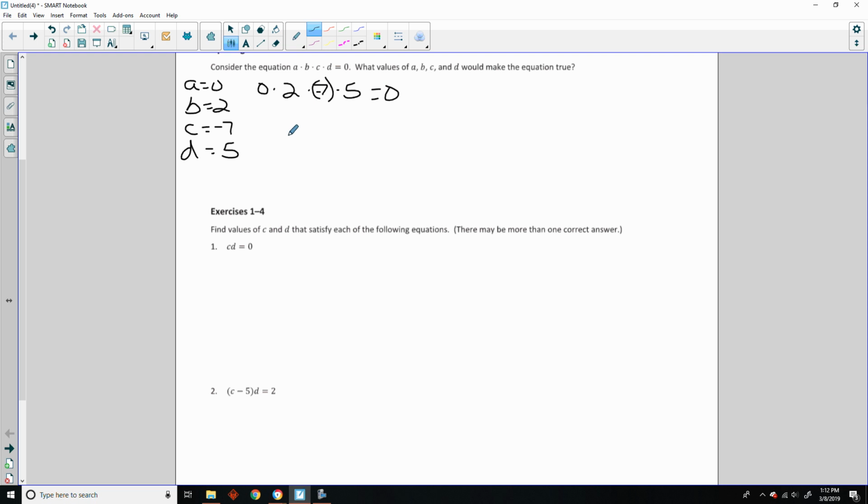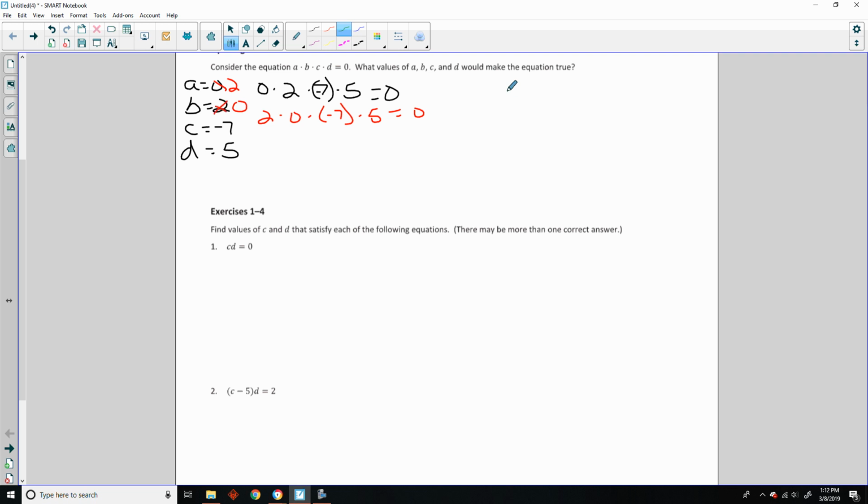But I then could say, let A equal 2 and B equal 0. Then it would be 2 times 0 times -7 times 5 equals 0. 2 times 0 is 0. 0 times -7 is 0. 0 times 5 is 0. You get the idea? It does not matter which number is 0 as long as one of them is.